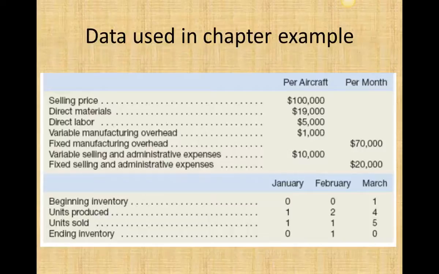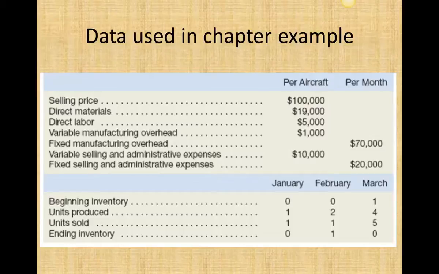Now, in this slide, we'll look at the data that we will be using in this example. As in most cases, a careful review of the given data is key to understanding each method. Notice, we're given a sales price, $100,000 per aircraft. We are given direct manufacturing costs of materials and labor on a per aircraft basis. We see the indirect manufacturing costs, both variable and fixed manufacturing overhead. We see selling and administrative expenses, again both variable and fixed.